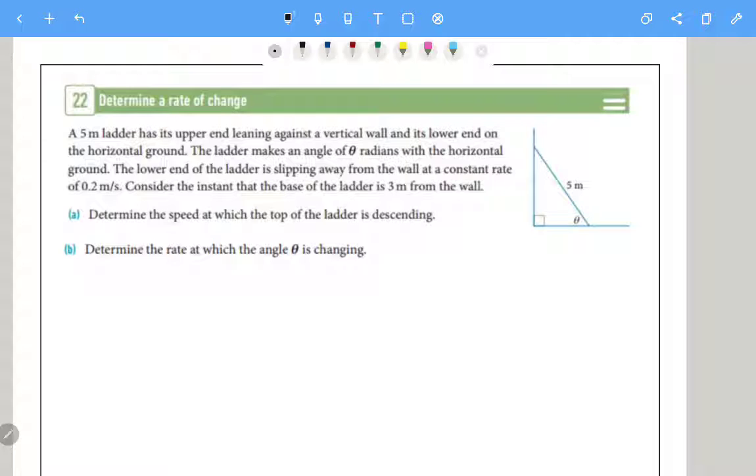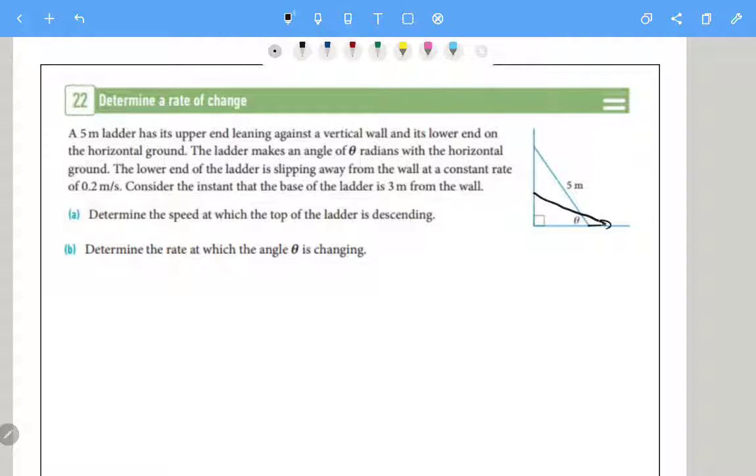So a 5-meter ladder has its upper end leaning against a vertical wall. So this must be the ladder here. And its lower end on the horizontal ground. The ladder makes an angle theta radians with the horizontal ground. The lower end of the ladder is slipping away from the wall at a constant rate of 0.2 meters per second. Consider the instant that the base of the ladder is 3 meters from the wall.